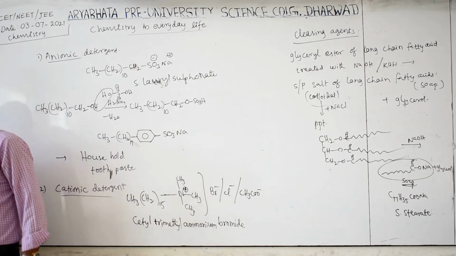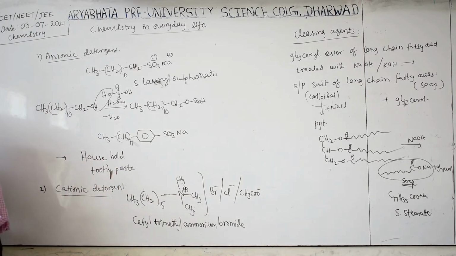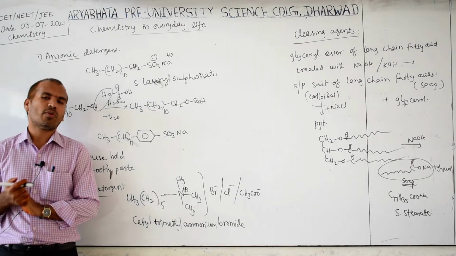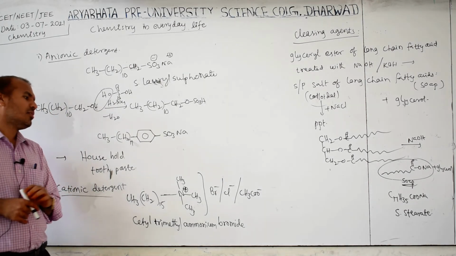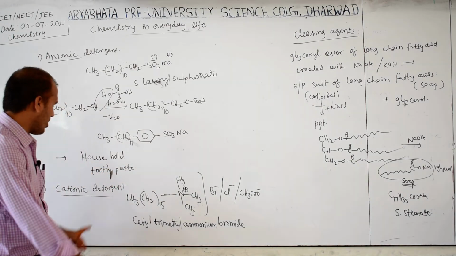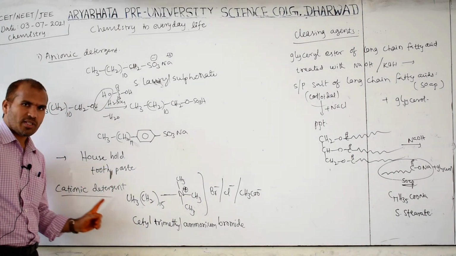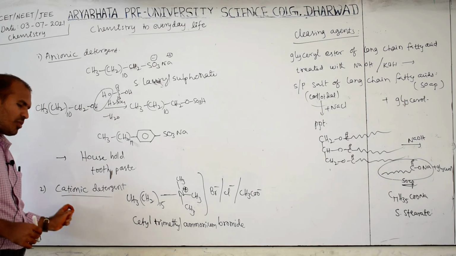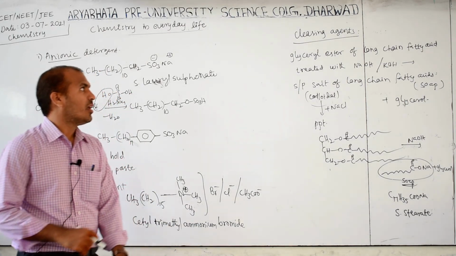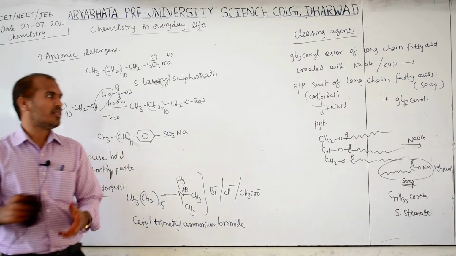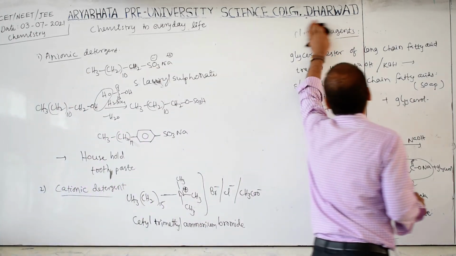That is very, very important: cationic detergent is a hair conditioner, and also has germicidal property. It means it is also used to kill germs, and this is expensive. Keep in mind, cationic detergents are used in the hair conditioner and for germicidal property, and being expensive, they have limited use. And the last one is non-ionic.